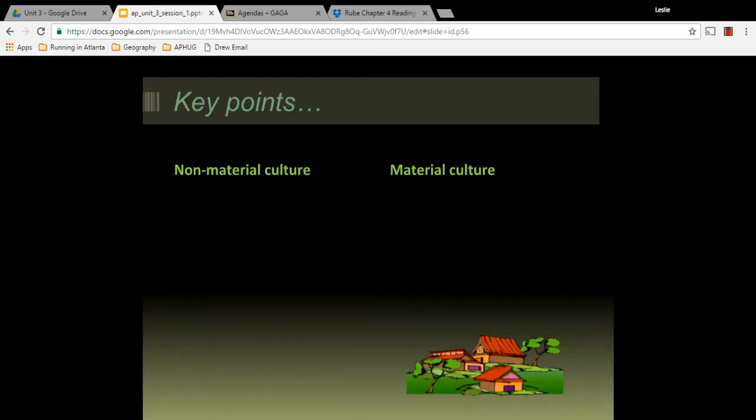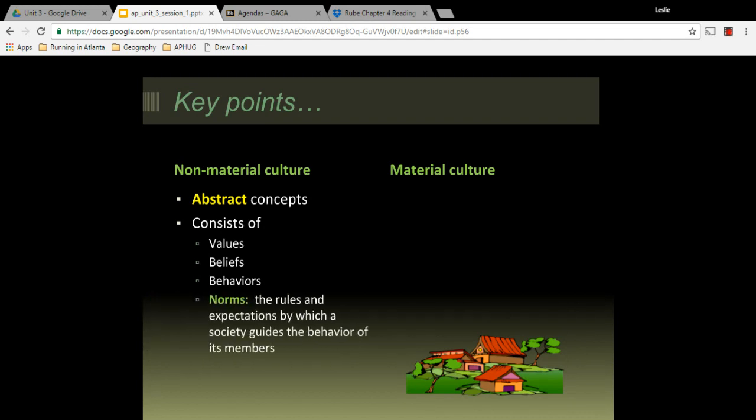All right, so key points to remember about non-material and material culture. Non-material culture is an abstract concept, so non-material means something you cannot touch. It consists of values, beliefs, and behaviors. Non-material culture tends to establish norms, the rules and expectations by which a society guides the behavior of its members. So much like we have classroom norms, non-material culture establishes norms for the members of its culture.